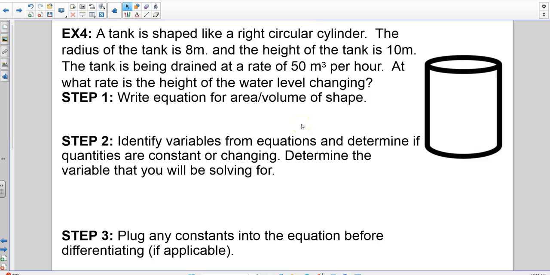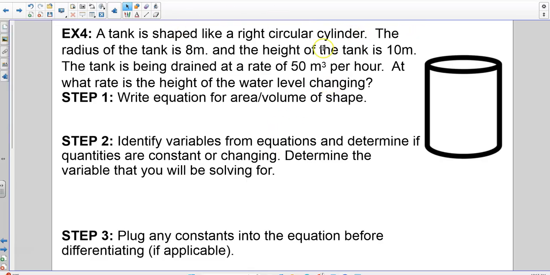Cylinder, right just means that it's straight up and down. It's not like a slanted one, which you almost would never have in real life anyway, or not in a lot of contexts. Not for a tank anyway, right?